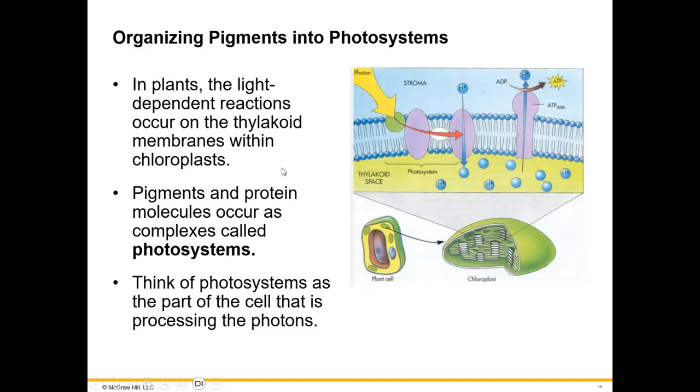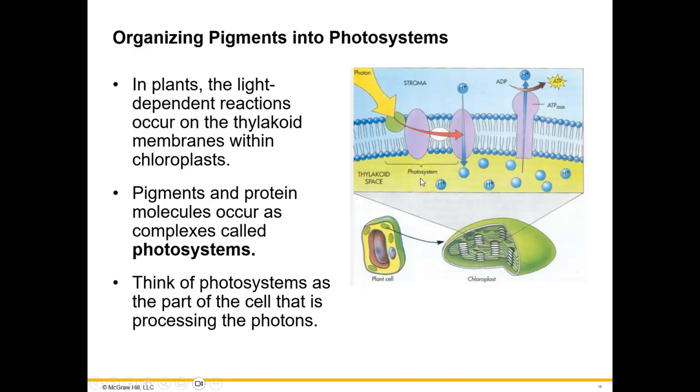In plants, our light-dependent reactions are going to take place in those thylakoid membranes that we talked about inside the chloroplast. Here's one thylakoid, and now we're zoomed in on the membrane of that thylakoid. You can see the stroma on the outside, and the thylakoid space, the inside of the thylakoid, is shown on this side.